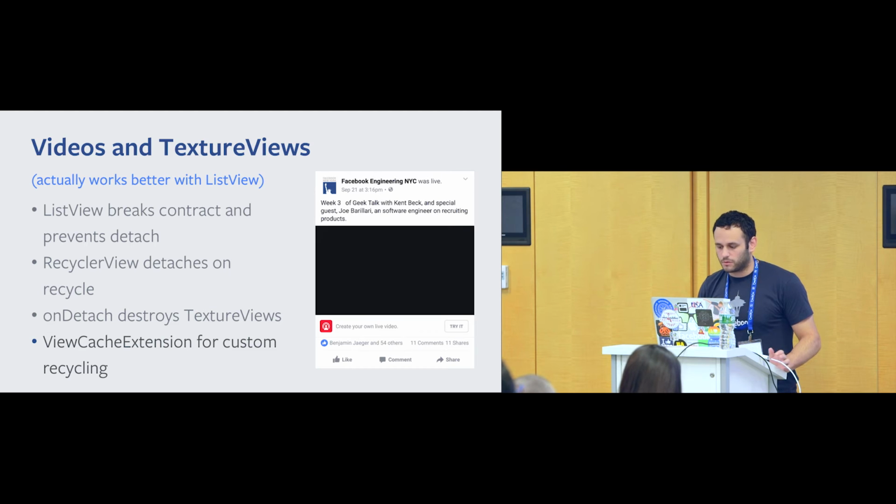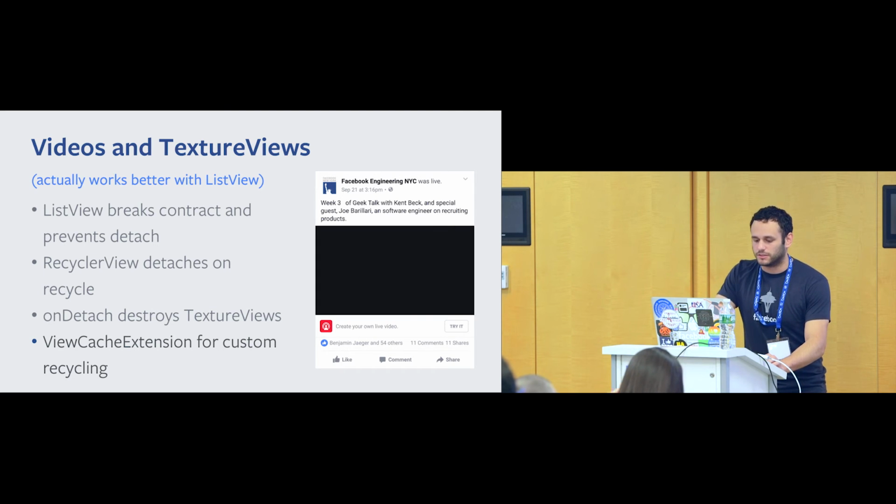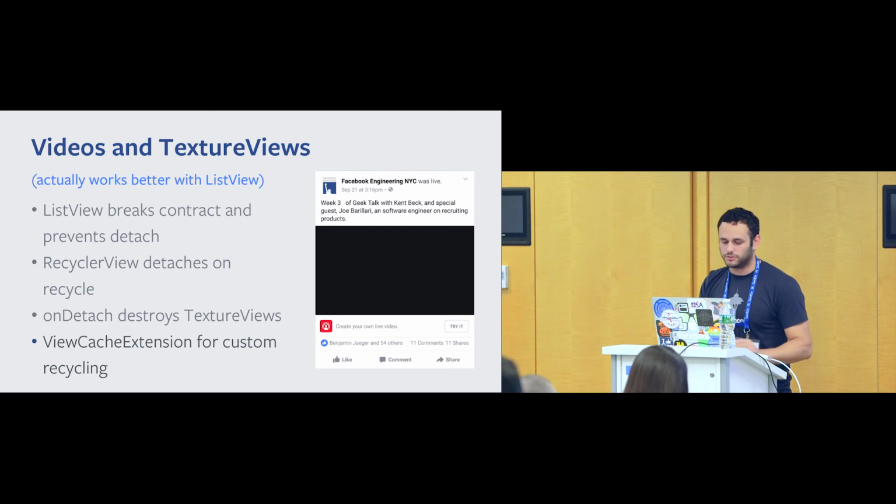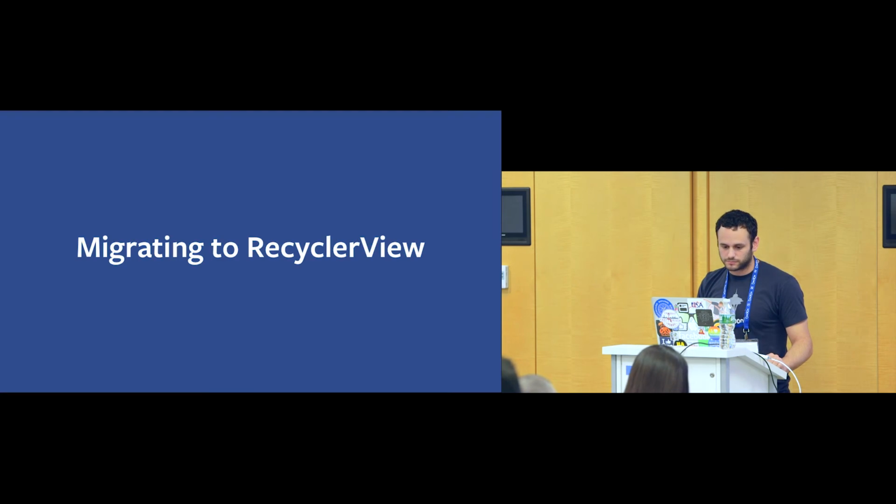So one way to get around this is to create a custom recycler that prevents videos from being detached. You can use RecyclerView's view cache extension interface, but this gets to be a little bit complex, and we haven't really found a solution that works perfectly. So I think that's enough for differences. Now it's time to talk about how to migrate from ListView to RecyclerView.